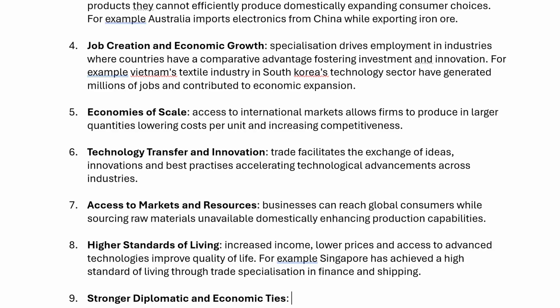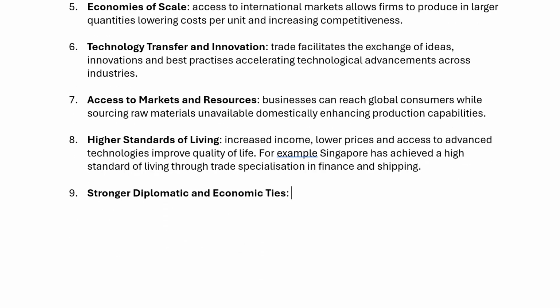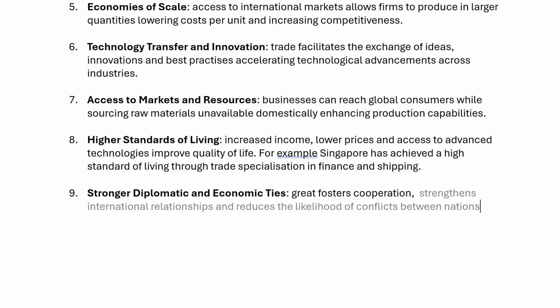And lastly, one of the final benefits of trade is that it leads to stronger diplomatic and economic ties. Trade fosters cooperation, strengthens international relationships, and reduces the likelihood of conflicts between nations. So very relevant in the current global climate. If countries traded more, then they'd be less likely to go to war with each other.